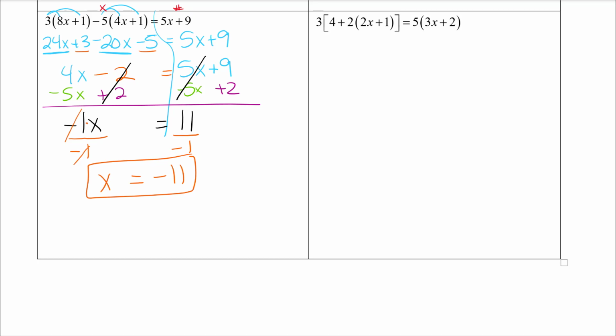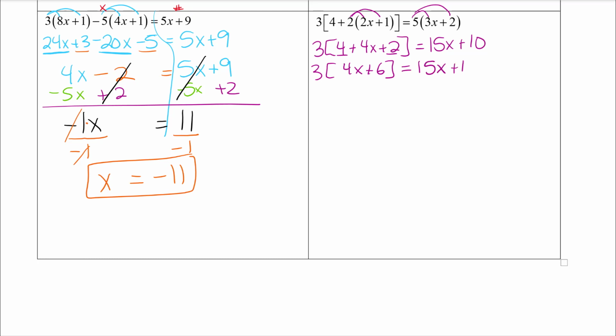On this next problem, we have lots of parentheses. We want to start from the innermost. So when I distribute the innermost parentheses, I'm getting 4x plus 2. I'm going to go ahead and distribute the right side as well, 15x plus 10. I can combine like terms inside the parentheses, so that gives me 4x plus 6. I usually like to put the x in front, so that's why I put the 4x first. Technically, it doesn't really matter.